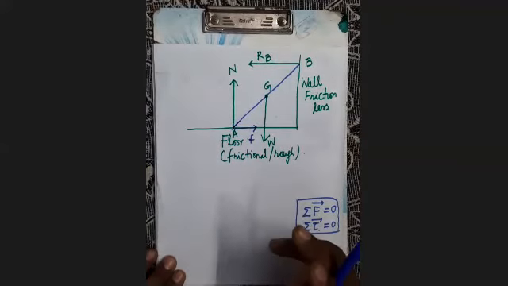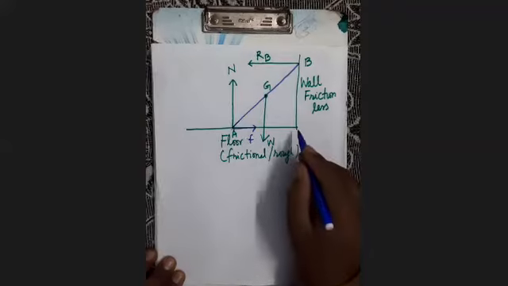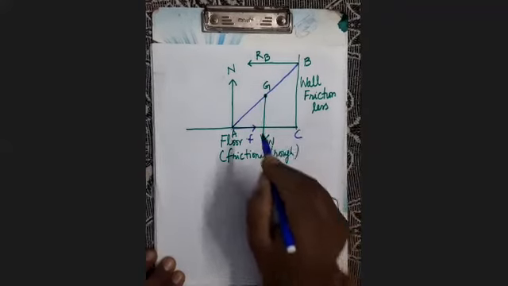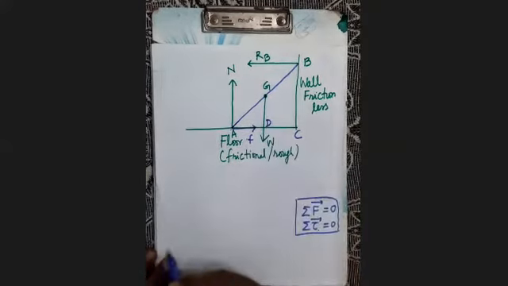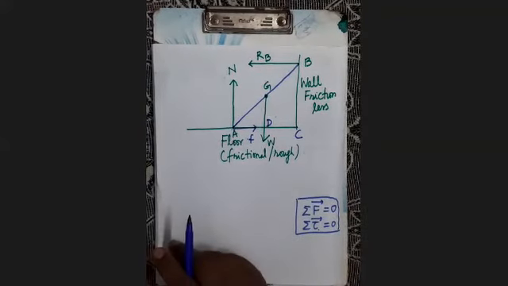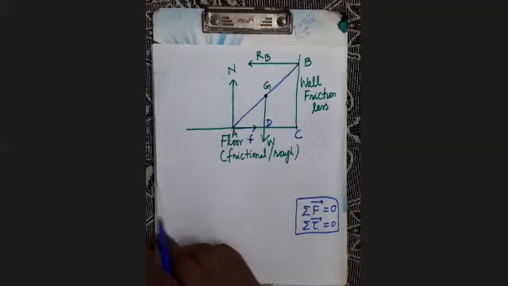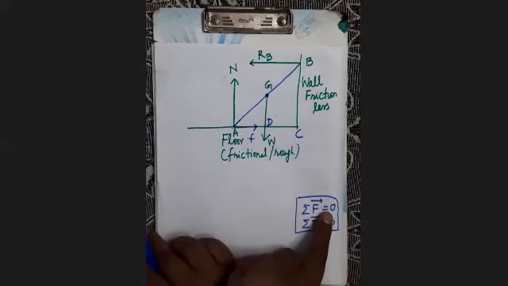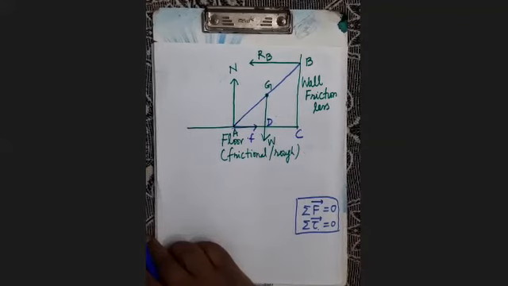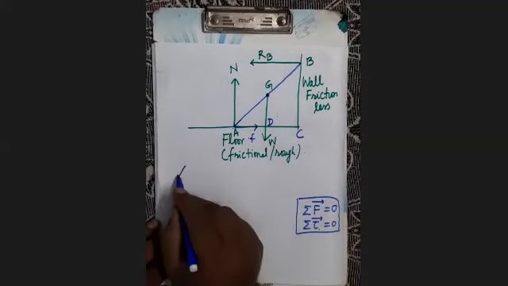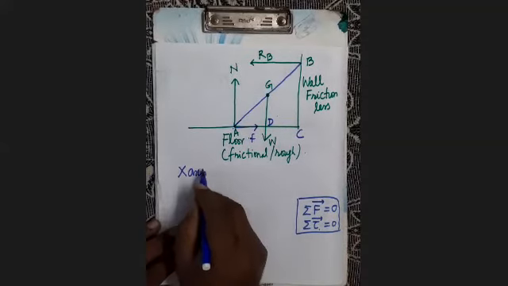Now, under these forces, it is in equilibrium. This point I have taken as C and this point as D. So see here, since it is in equilibrium, therefore the vector sum of the forces will be zero from the condition of translational equilibrium. So first we will see along the x-axis.